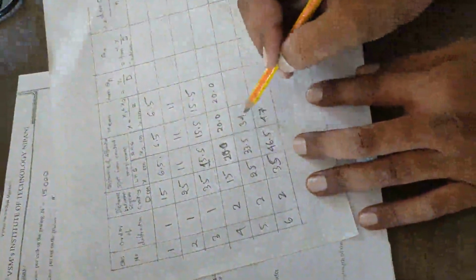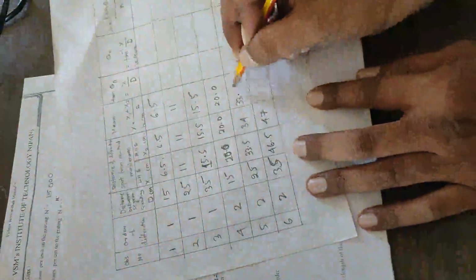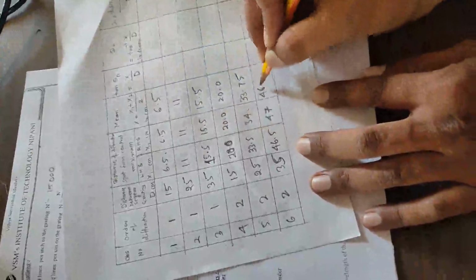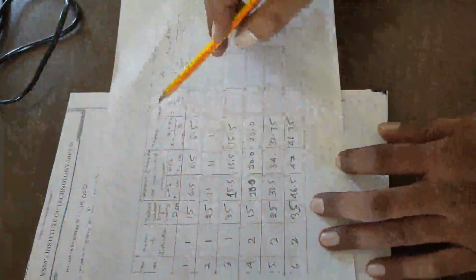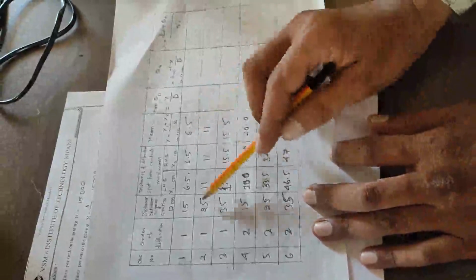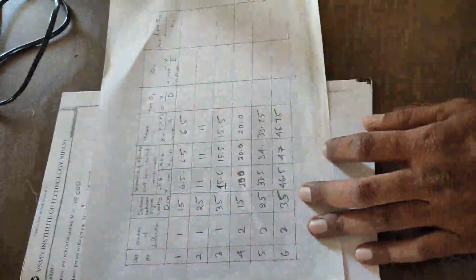Now 33.5 plus 34 divided by 2 is equal to 33.75. Okay. Now 46.5 plus 47 divided by 2 is equal to 46.75. Okay. Now this is the mean, that is x, the value of x. Now you know the value of d here. So you divide this by this and put here. Okay. So all these readings you can calculate now.